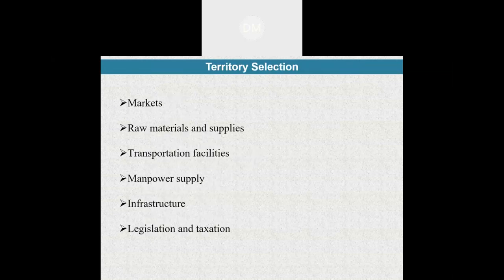Then regional study. Suppose you have decided that your new plant will be developed in Pune. In Pune there are different regions, different MIDC areas. So which region is most suitable for our plant? From the market point of view, and raw material and supply point of view. If the raw material is bulky or low in cost, or if it is greatly reduced in bulk, then location near the raw material sources is important.